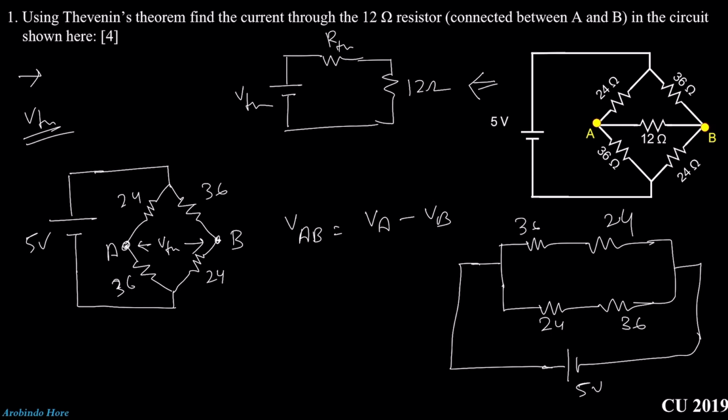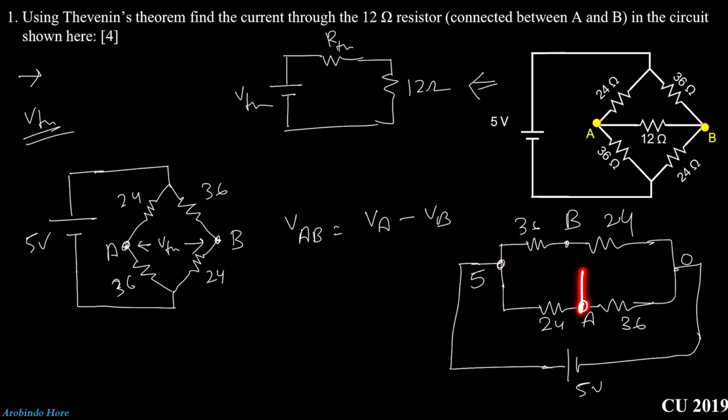This is 5 volt, point A, point B. Okay. This is 5 volt, meaning here we have 5 volt, here we have 0 volt. And this branch and this branch are in parallel. That means 5 volt will apply here and also here. Right. So we need to calculate VA.